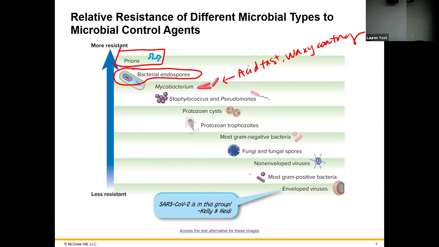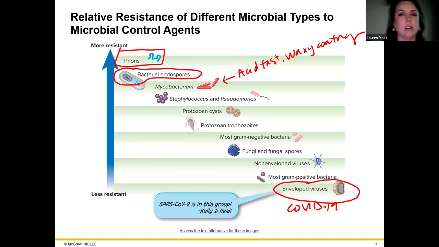But I do want to point something out. Down here at the very bottom, the least resistant, or most susceptible, to these cleaning agents are the enveloped viruses. So we have a virus that's stolen the lipid bilayer from its host by budding through it. These guys are pretty susceptible to cleaning agents, at least on the scale of comparison we have up here. So here we are talking about COVID. That's what SARS-CoV-2 is. COVID-19 falls into this category, as does the flu and a whole bunch of other viruses that we know of. So we know how hardy those can be.